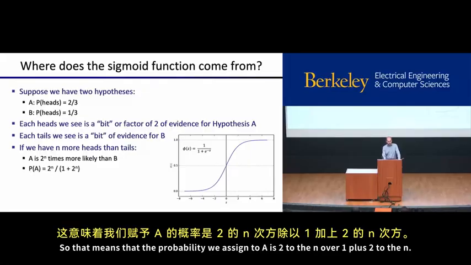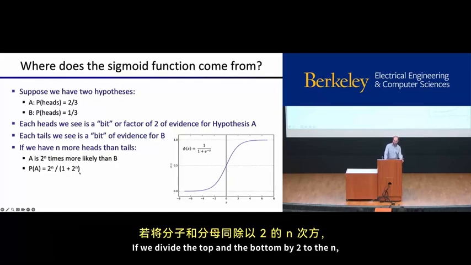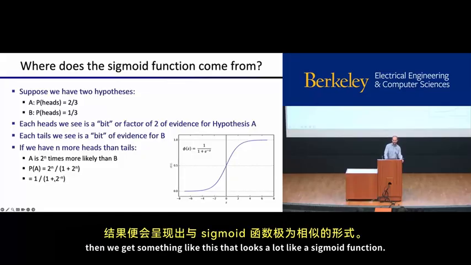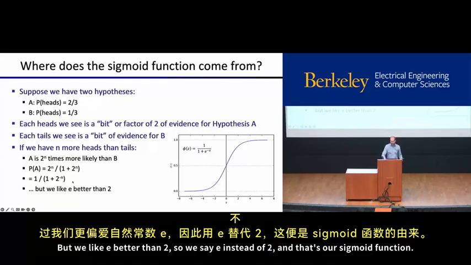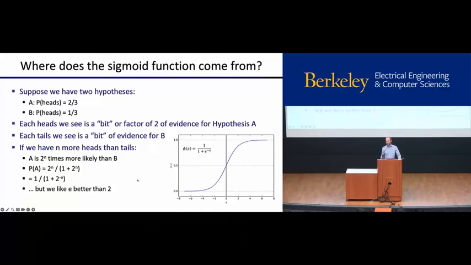So that means that the probability we'd assign to A is 2 to the n over 1 plus 2 to the n. If we divide the top and the bottom by 2 to the n, then we get something like this that looks a lot like a sigmoid function, but we like e better than 2, so we say e instead of 2. And that's our sigmoid function.